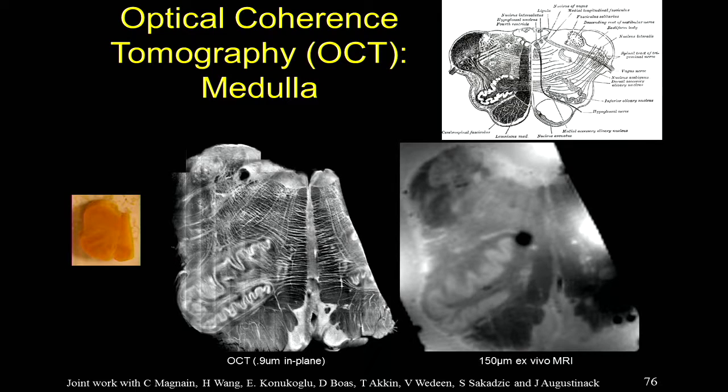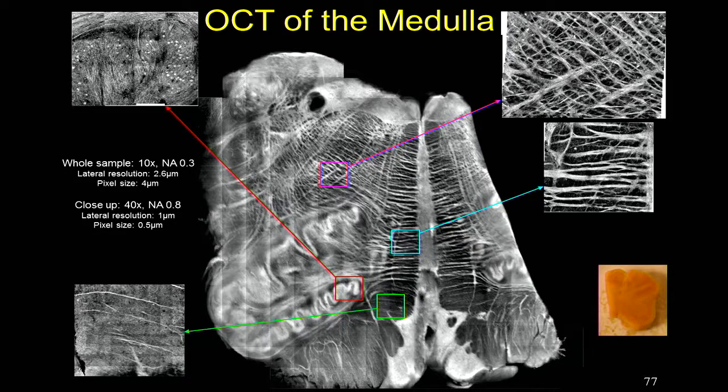And so the OCT data has been stunning. This is 0.9 micron in-plane OCT of the human medulla. It looks just like the atlas. And the ex vivo MR kind of made the in vivo MR look like a cartoon, while the OCT makes the ex vivo MR look like a cartoon. So if I zoom in on the OCT, you can see that it shows both fiber bundles, and these little bright dots are neurons, which I'll show you in a minute.